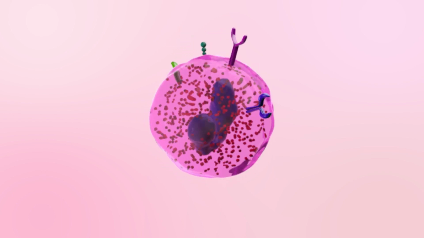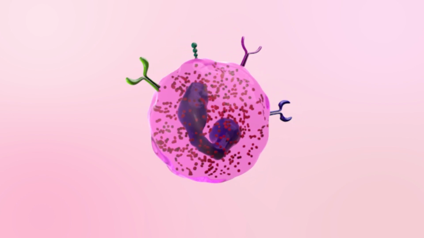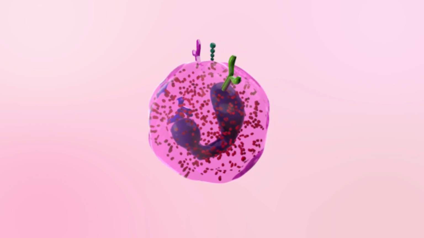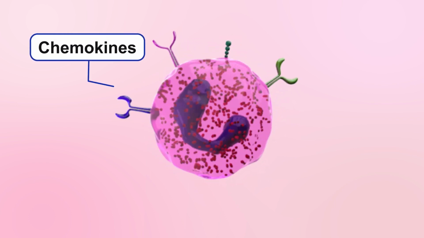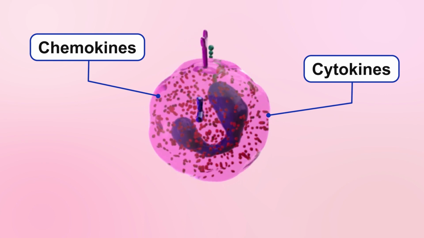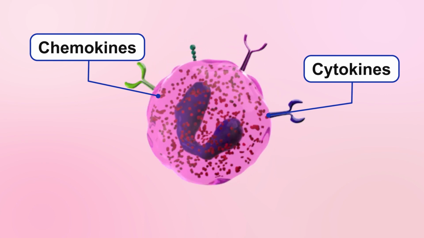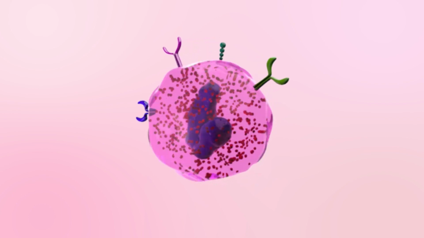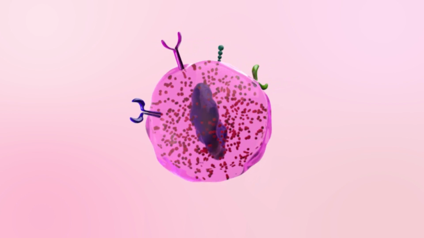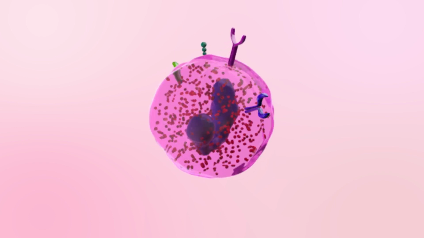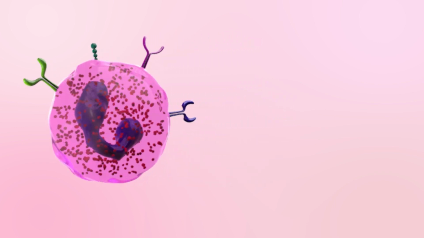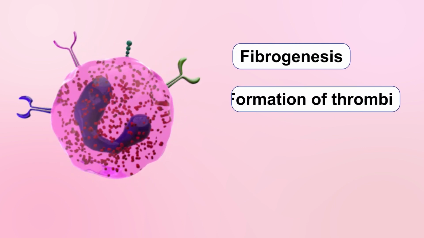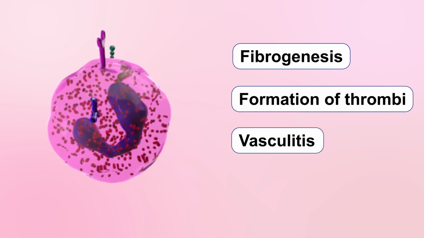Activated eosinophils can cause pathology by a few different mechanisms. Because eosinophils contain cytotoxic granules, chemokines, and cytokines, they can directly cause cytotoxic effects through degranulation. They also have the ability to recruit and activate other inflammatory cells through the release of pro-inflammatory mediators. In activated states, eosinophils can play a role in tissue damage contributing to fibrogenesis, formation of thrombi, vasculitis, and inflammation.